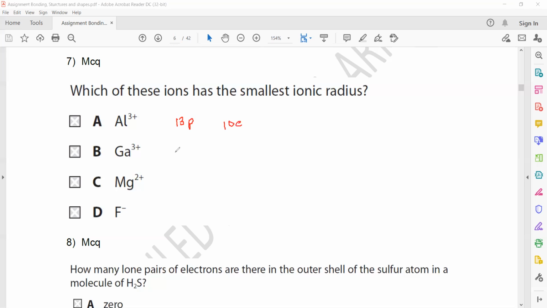In the case of gallium, there are 31 protons, and with 3 charges it will have 28 electrons. Because of 28 electrons, it will be too large, with so many electron shells, so it cannot be gallium. We need the smallest. Magnesium has 12 protons attracting 10 electrons, and for fluorine there are 9 protons attracting 10 electrons. When we compare magnesium, fluorine and aluminium, aluminium has a greater number of protons than electrons, so greater attraction to each electron, which reduces the size. So the smallest size will be aluminium. A will be the right answer. Is it clear?